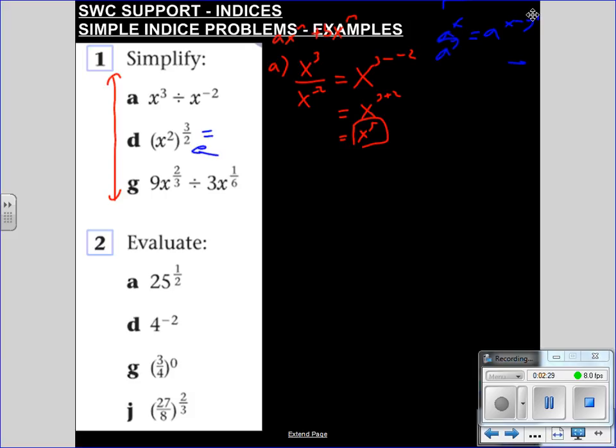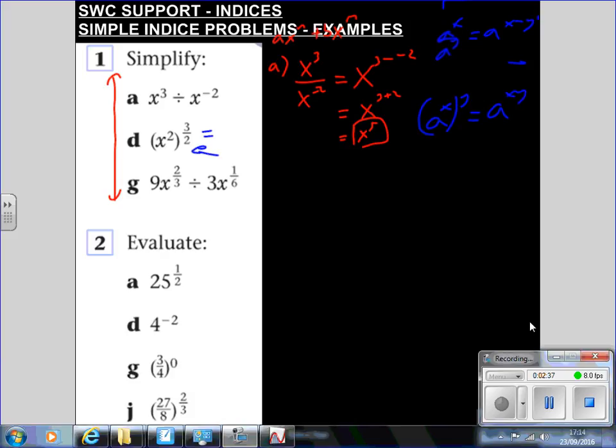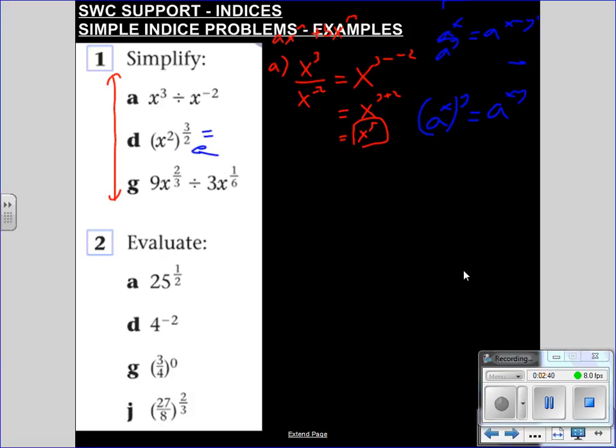This is the same as, look, when you've got our rule a to the x to the power of y, this is the same as a to the x times y. So that being said, we've got x to the power of 2 raised to the power of 3 over 2. So I'm saying if you've got a power and then raised to another power, the powers times each other. So this is x squared times 3 over 2, which gives you x cubed, because the 2 cancels. 2 times 3 over 2 goes.